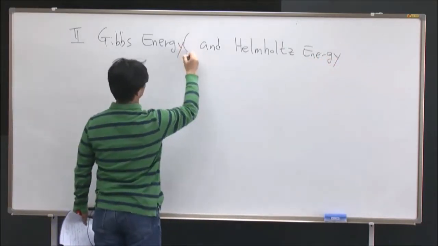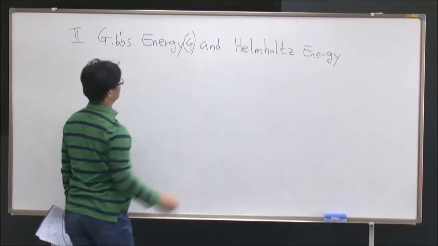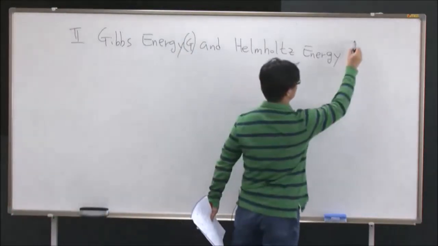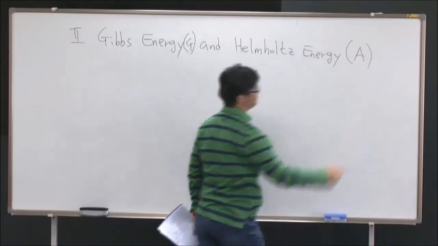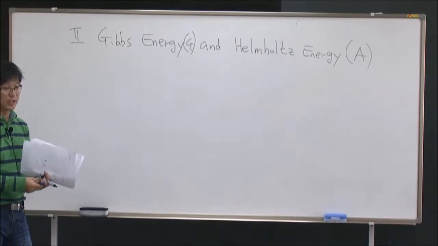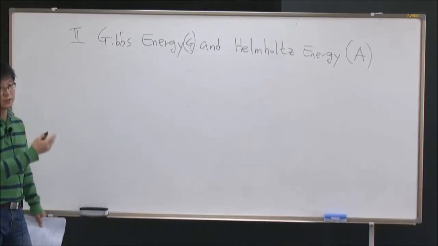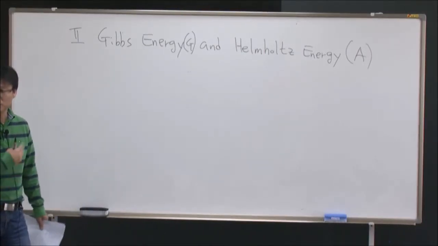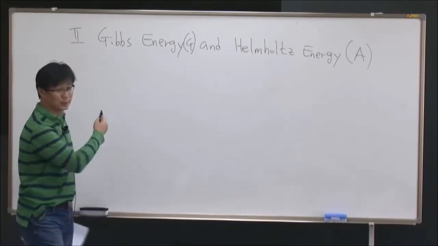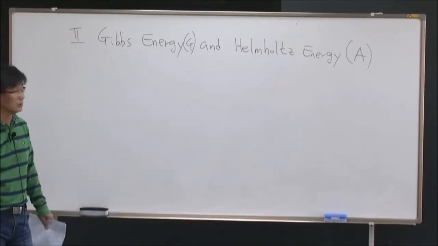Gibbs energy is typically notated as G, and Helmholtz energy, there are many ways, but typically we say A. Some people use F for Helmholtz energy. It depends on the textbook or the authors; people use different notation. But for Gibbs energy, we typically say capital G.